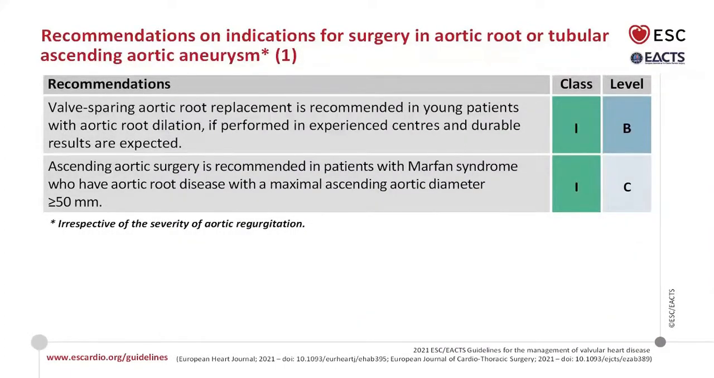So in aortic regurgitation, sometimes there are aorta problems, that is aortic root problems or a tubular ascending aortic aneurysm. At that time, we need to do the surgery. So here, valve sparing aortic root replacement is recommended in young patients with aortic root dilatation if performed in an experienced center and durable results are expected. So in case of dilatation of the aorta, ascending aortic surgery is recommended if the patient has Marfan syndrome with aortic root disease and a maximal ascending aorta diameter greater than 50 mm.